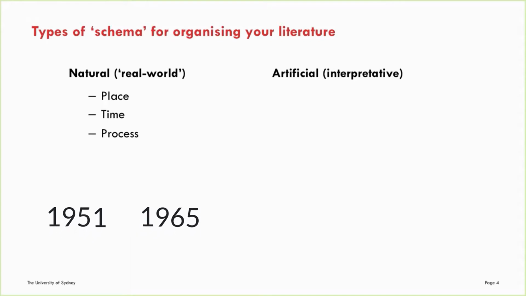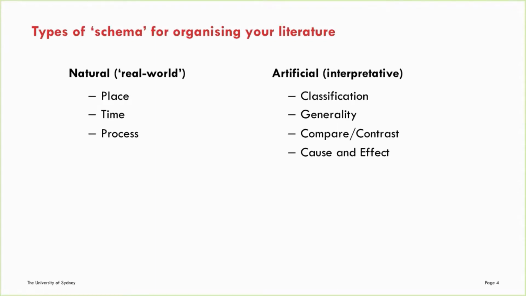That is, we more or less take these ideas for granted. Nobody would argue that 1951 comes before 1965. On the other hand, there are artificial or interpretive schema. For example, classification, generality, compare-contrast, or cause and effect. These are artificial because there is less agreement on what ideas are included, and part of the role of research is to argue about how to classify concepts or the causes of particular phenomena. Natural schema are the organizing principles foregrounded in descriptive writing, whereas artificial schema are foregrounded in analytical writing.